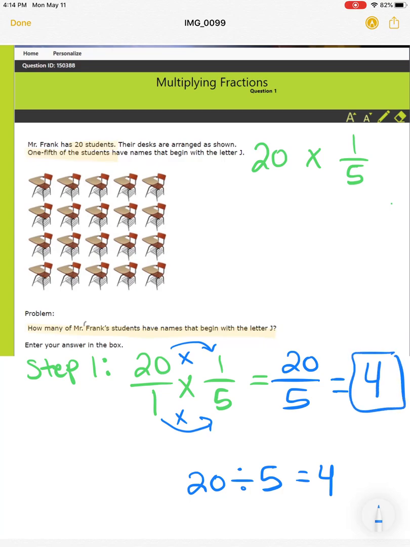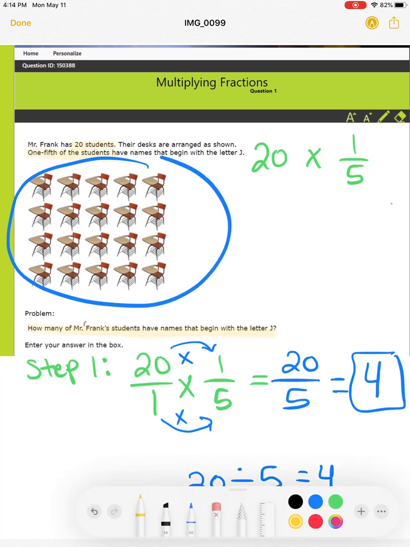Another way that we can do this is by using the model. So let's think about it. We did this in class, but it's been a really long time, and I know that. But let's think about it. So we have 20 desks in the model. Of those 20, 1/5 of those have names that begin with the letter J.